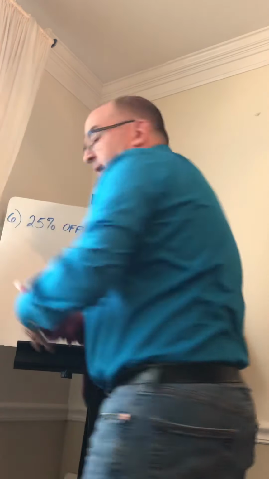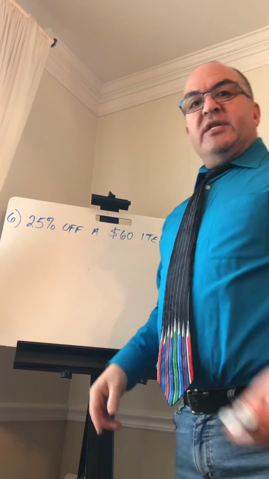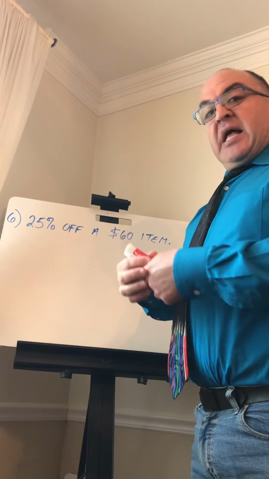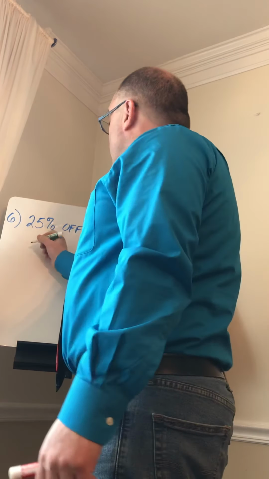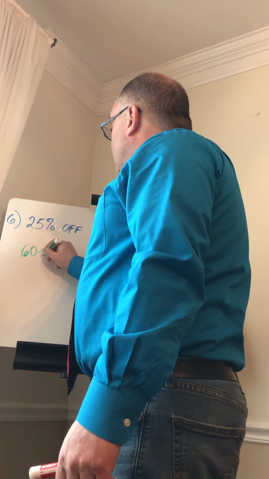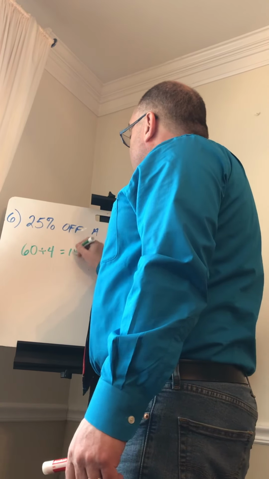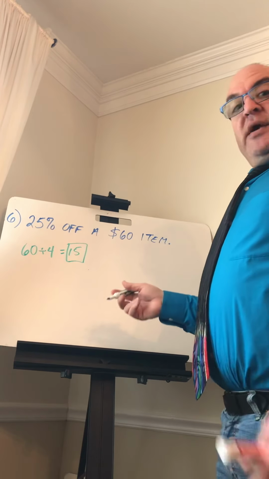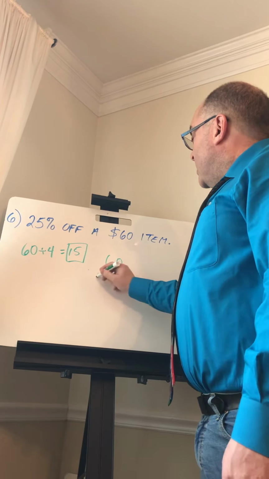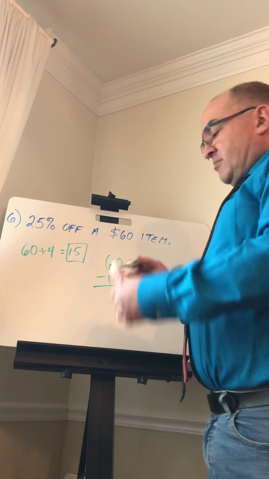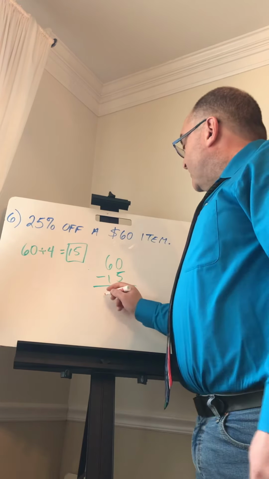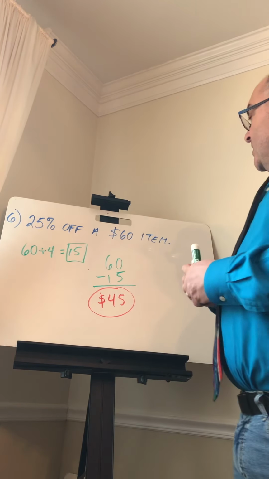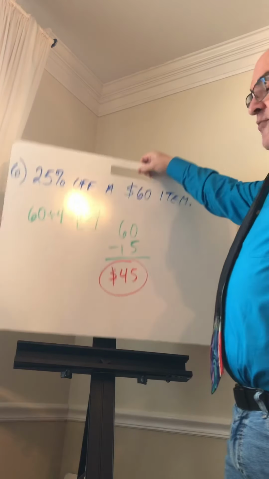So here's a quick way. If you can take $60 and divide it into 4 pieces, what's 4 pieces? $60 divided into 4 pieces. Well, if you know that 60 divided by 4 is 15, you know that 1 piece is 15. So all you have to do is take 60 minus 15. And that gives you $45. That's 25% off. That does make sense. Good. Okay, so that's a quick way to do 25%.